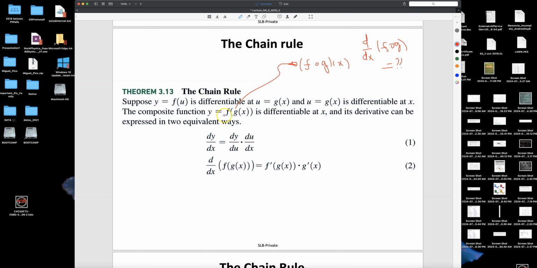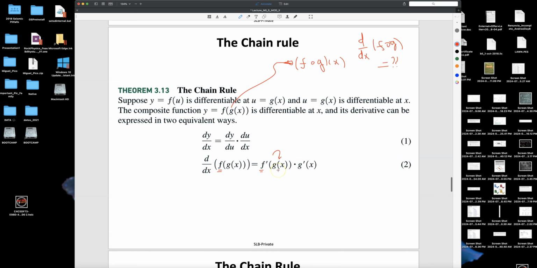So, well, what is the rule? The rule is the following. The derivative of the composition is going to be the derivative of the external function, which is this one, evaluated at the internal function, evaluated at g(x), multiplied by the derivative of the internal function. That's it. Very easy. Okay? That's what you need to do, and you need to remember.